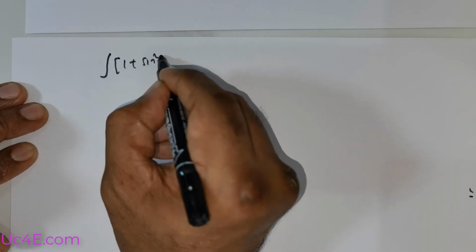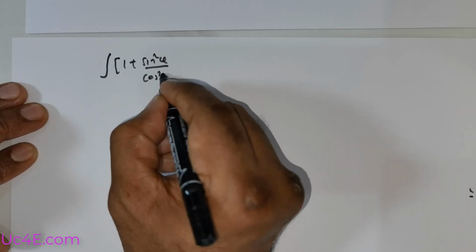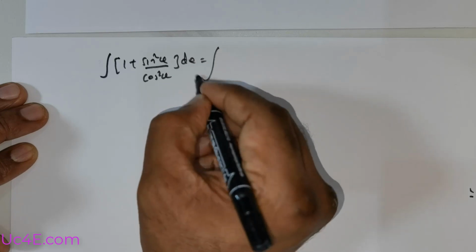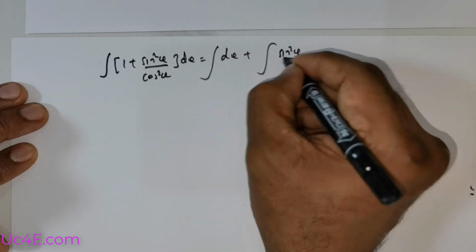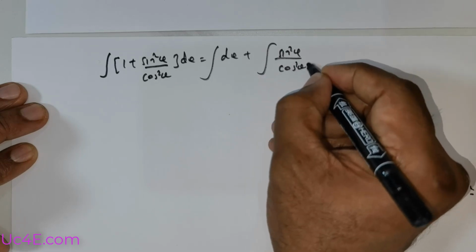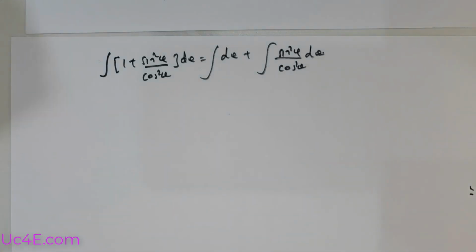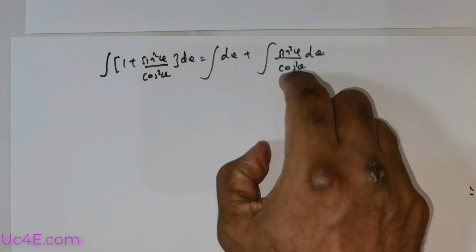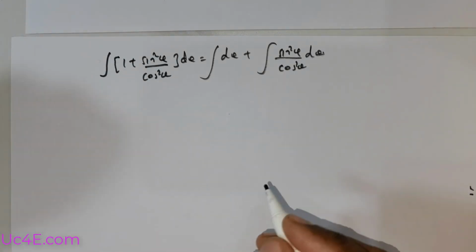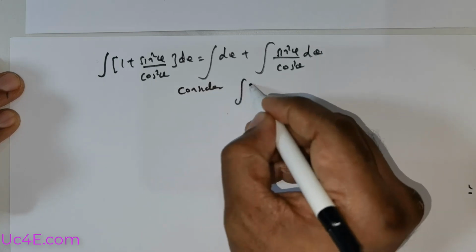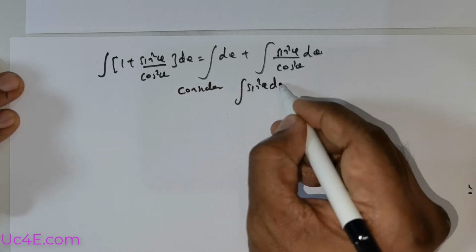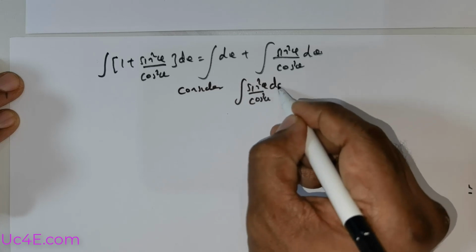1 plus sine squared theta over cos squared theta times d theta, the integral of d theta plus sine squared over cos squared times d theta. Now I will show you how to integrate this. This is straightforward. So let me consider the integral of sine squared theta over cos squared theta times d theta.